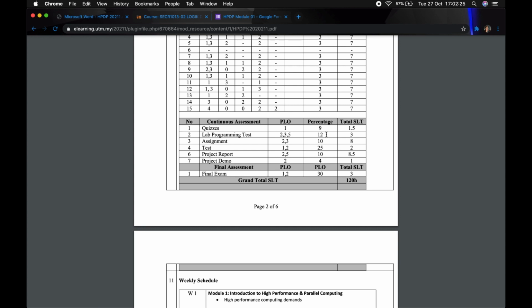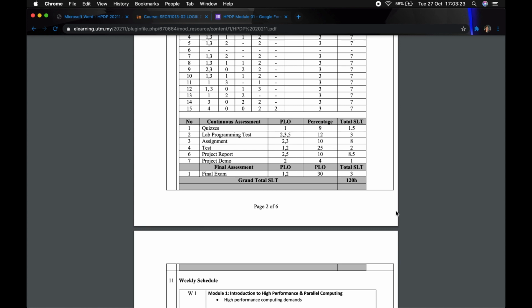There is also a test, so you can see there is test 1 and test 2, I think. And after that, the project report from your lab and the demo, and finally your final exam. You can see that the percentage of the final exam is only 30%, so all the rest is on the assessment. So please make sure you aim to get higher marks in your coursework, which is quiz, lab, assignment, test, project, and also demo. So there is no need to worry much about the final exam, because you already have 70% on your course assessment. Is it okay?